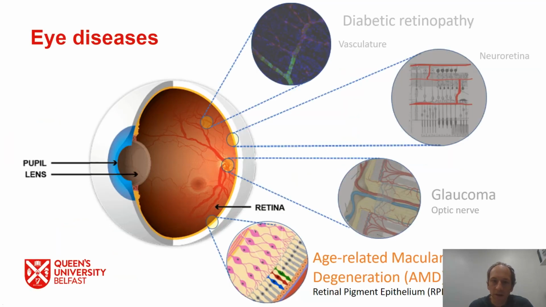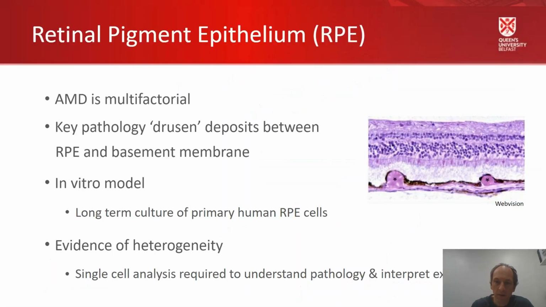Okay, so now I'm going to tell you a bit about a study where we looked at some of the causes of age-related macular degeneration. I'd mentioned that one of the cell types involved in that is the retinal pigment epithelium, which are the cells that form a layer at the bottom of the retina. So AMD is multifactorial, and there's many factors involved.